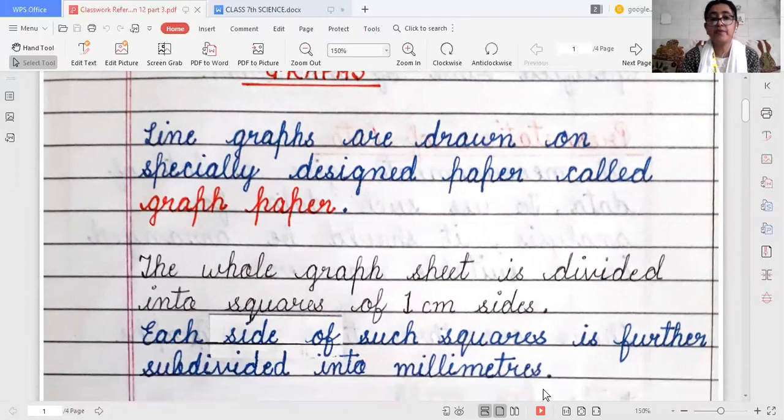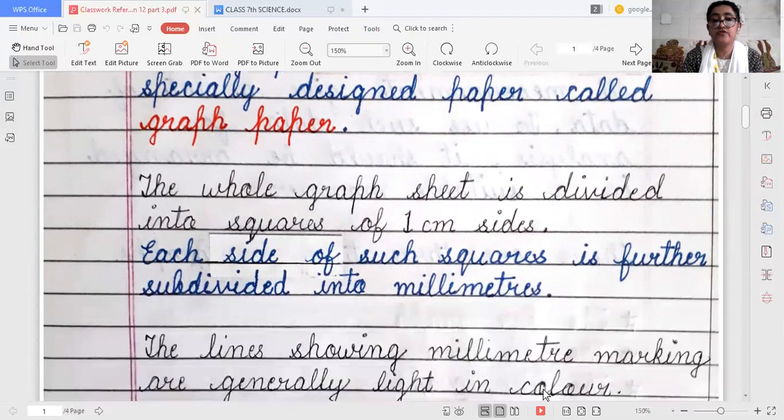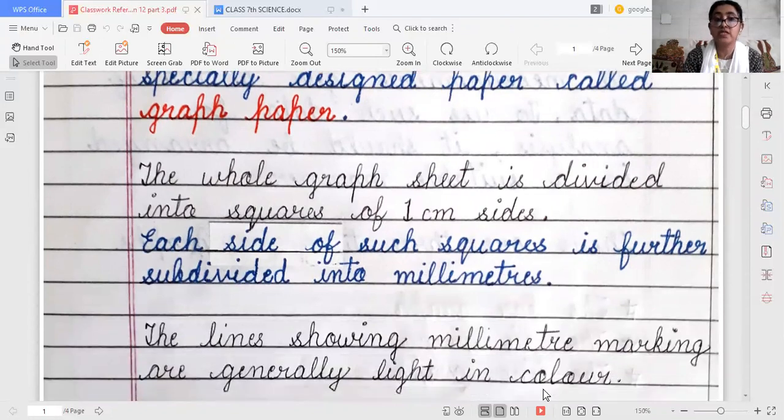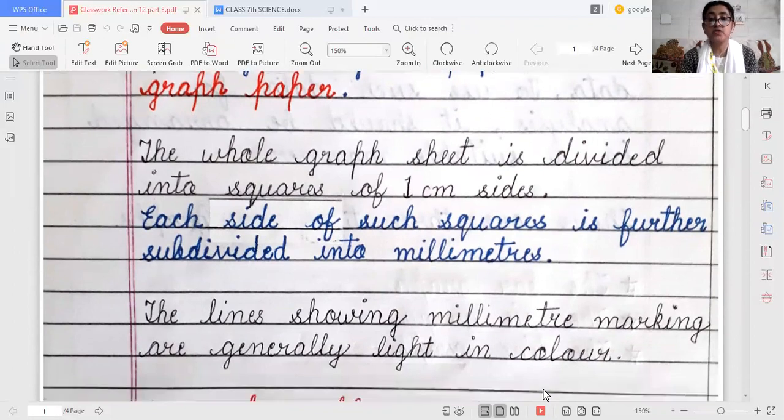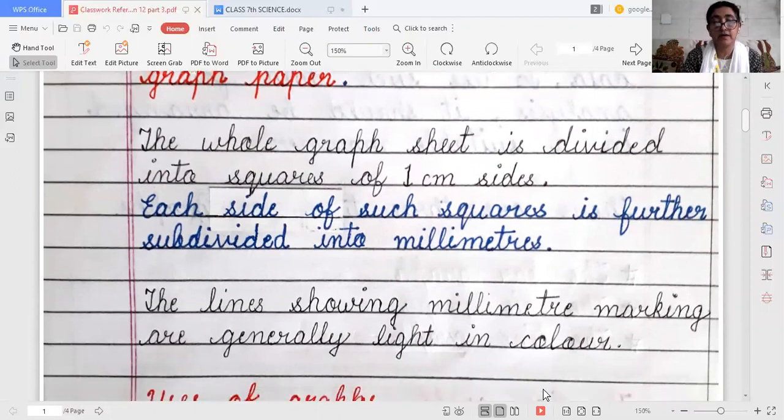The whole graph paper, if you have seen, the graph sheet is divided into squares of 1 centimeter size. And each side of each square is further subdivided into millimeters. I hope you all have seen graph papers. The lines showing millimeters, you have seen, are generally light in color.